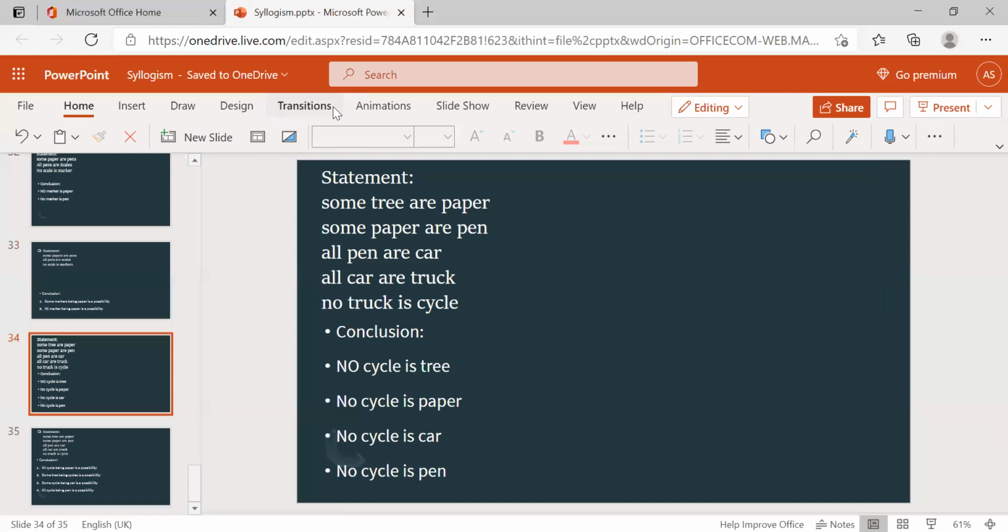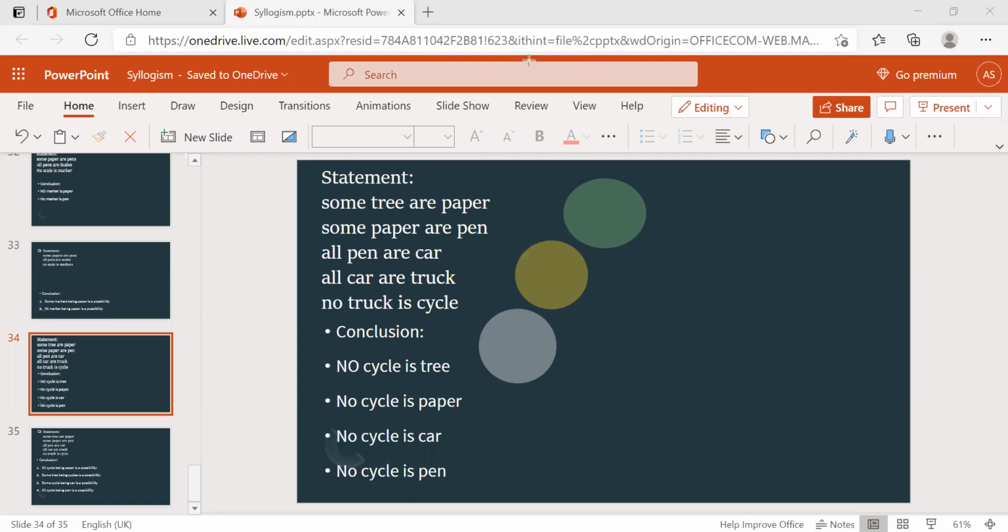Now check that first Venn diagram. What is that? Paper. Okay, paper. Some trees are paper. They said some trees are paper. This is paper. And some paper are pen. So pen is also there.